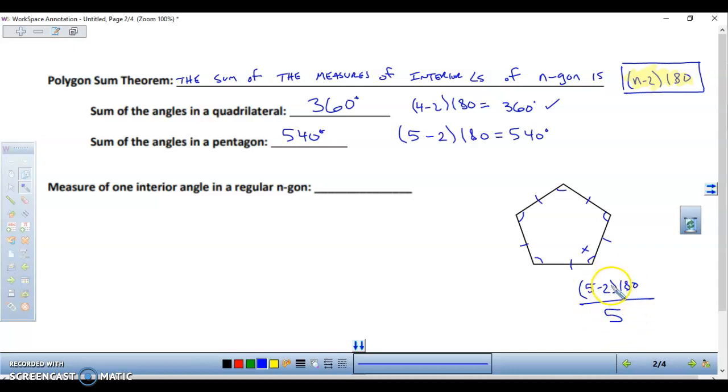And now to take this and kind of generalize it for any number-sided polygon, you would simply do n minus 2 times 180 divided by the number of angles or sides that polygon has. So you would use this formula to determine what one angle measure is in any given polygon. So this first formula is for the sum, and this formula is for one interior angle.